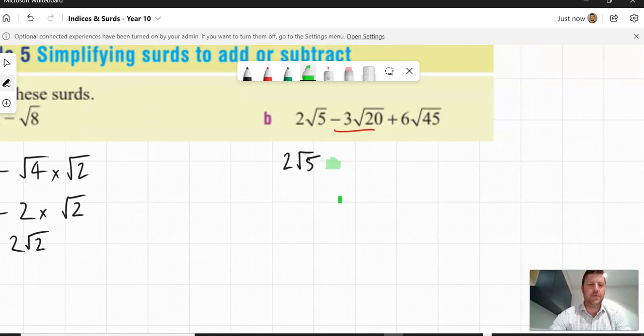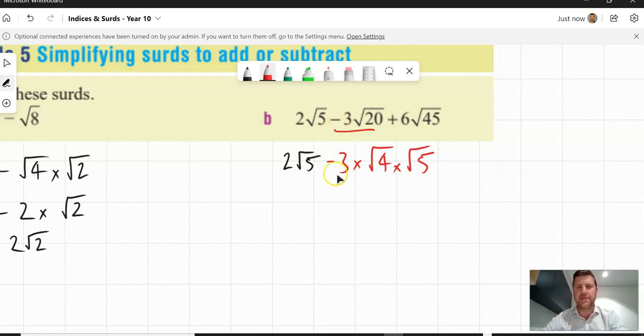So take 3 times the square root of 4 times the square root of 5. Notice that number, the negative 3, stays at the front. The 4 is at the front because that's the square factor. And I can simplify that to a whole number. Then I'm also going to simplify this last surd, which is positive 6 root 45.